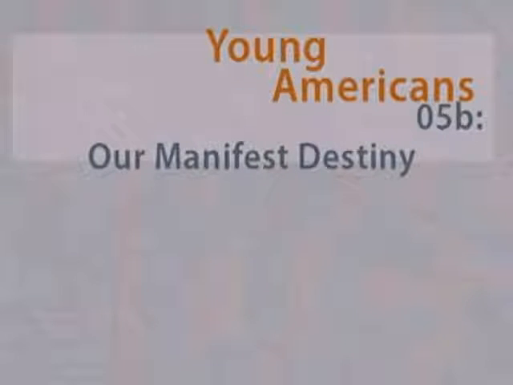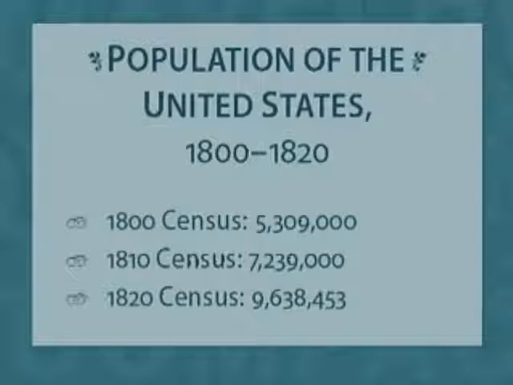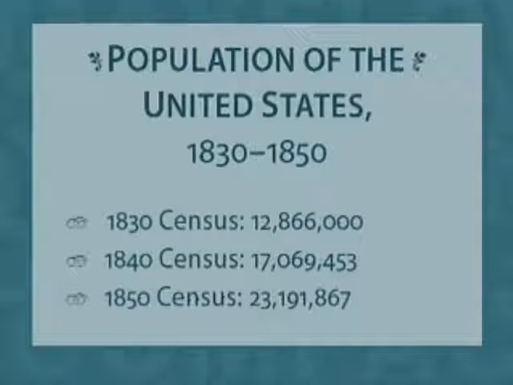Segment 5B, Our Manifest Destiny. Expansionism and Manifest Destiny. The American population was booming. The Louisiana Territory was beginning to fill up. As a result of victory in the War of 1812 and the success of the Monroe Doctrine, America enjoyed international prestige.